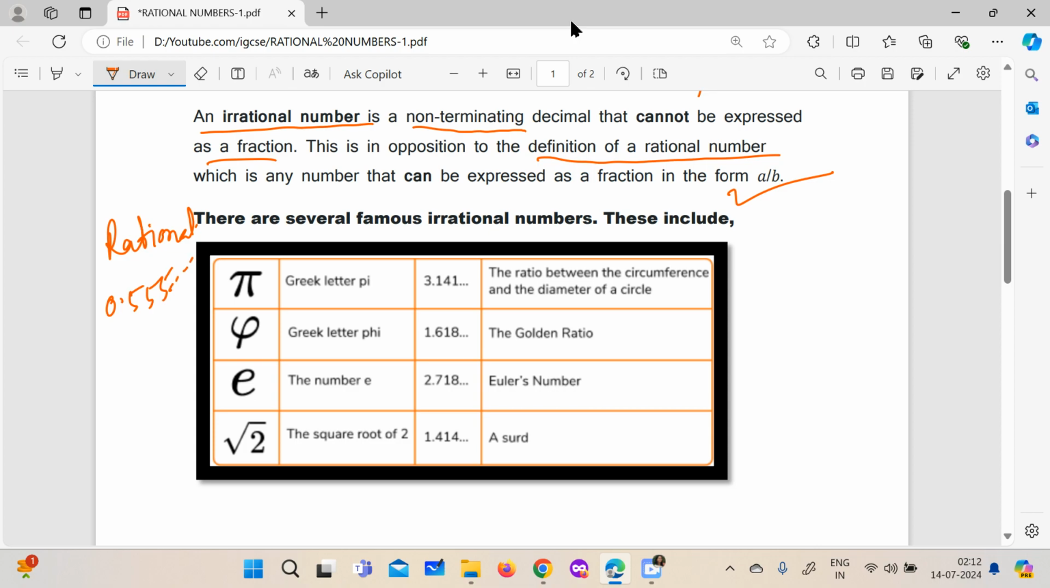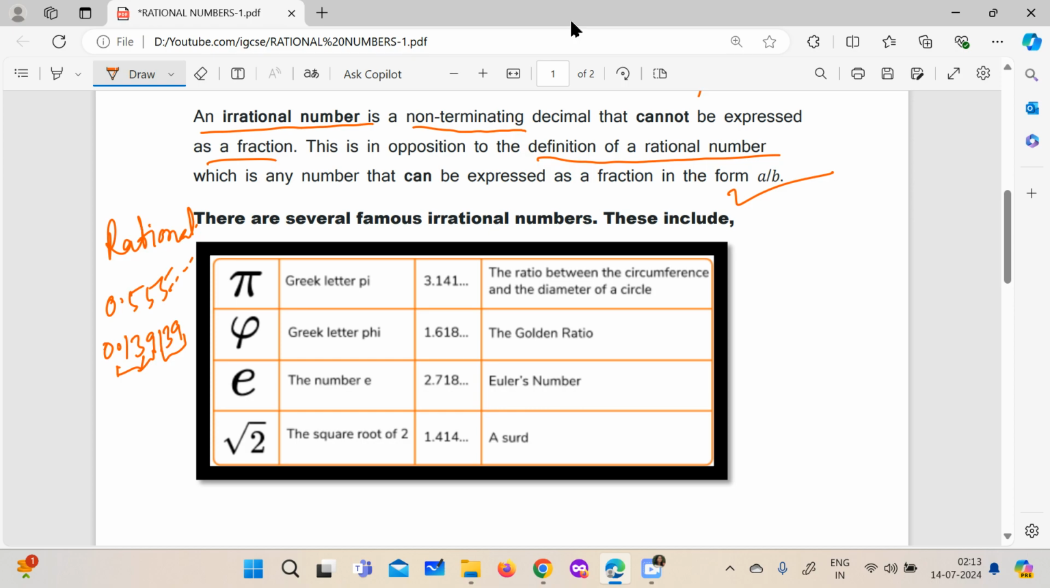So this is also non-terminating, but you can see a pattern. See, 0.139139139 keeps on repeating. So you see there is a fixed pattern, the set of 139 keeps on repeating. So this belongs to rational numbers.